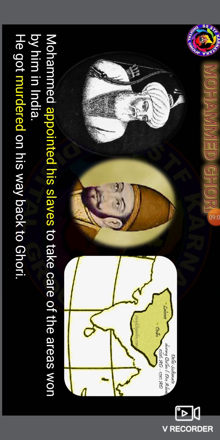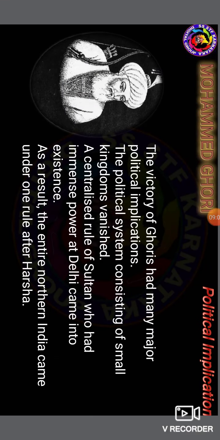So what are the political implications of Muhammad Ghori and Mahmud of Ghazni in the Turk dynasties? The first political implication: the victory of Ghori had many major political implications. The political system consisting of small kingdoms vanished. A centralized rule of the Sultan, who had immense power, came into existence at Delhi. As a result, the entire northern India came under one rule.